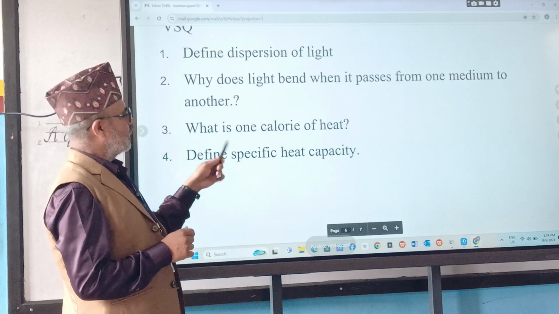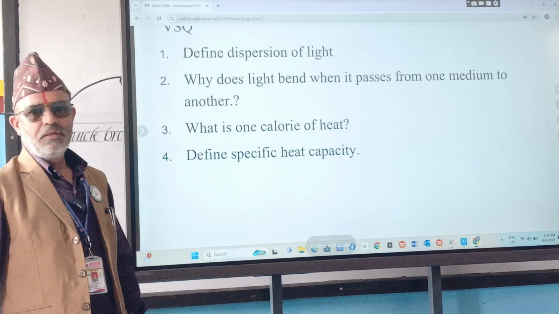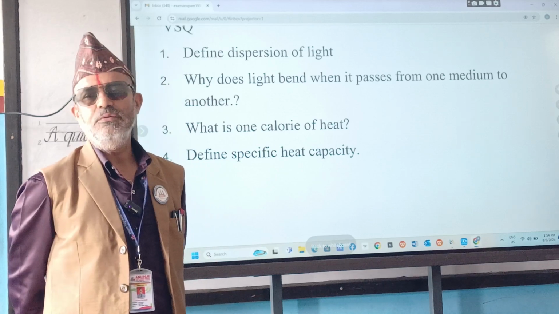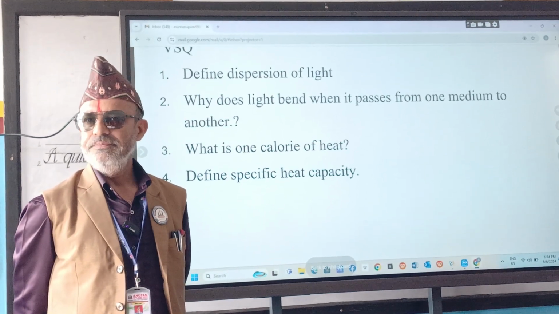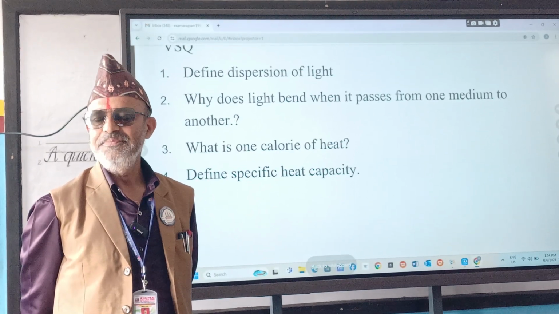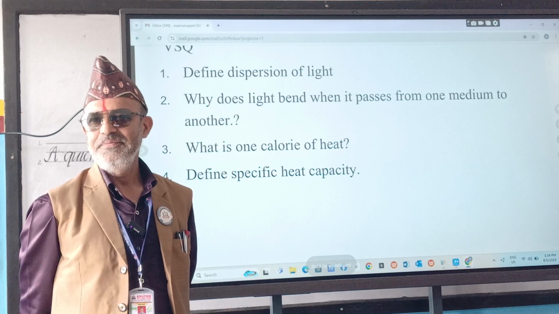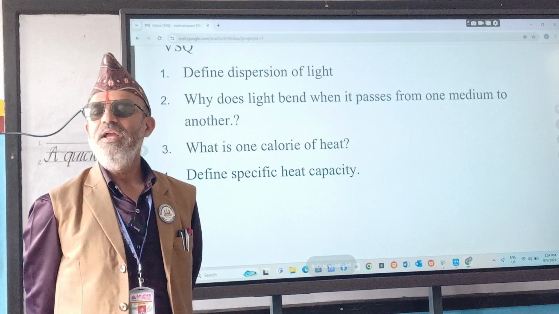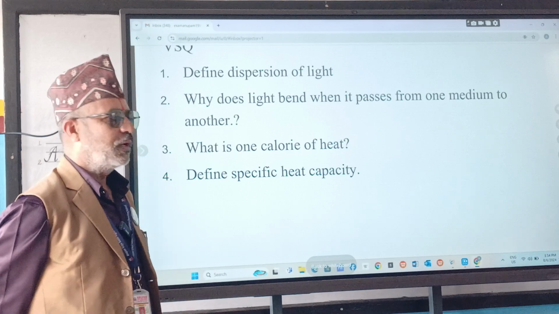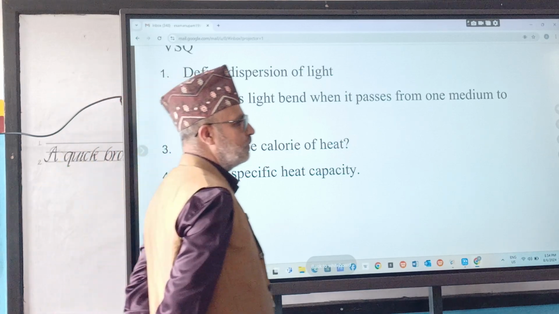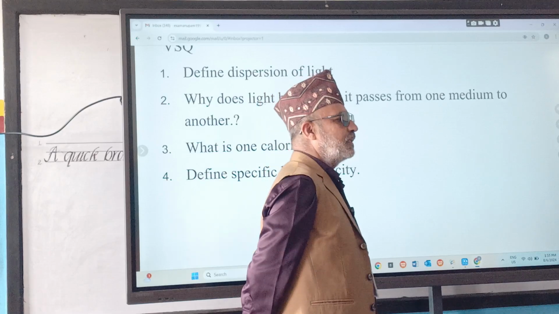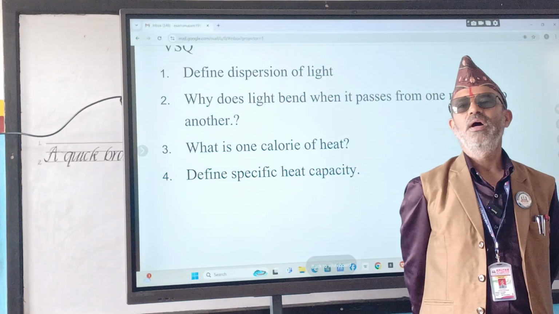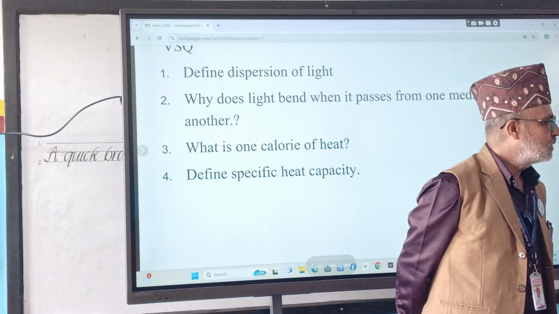What is 1 calorie heat? Do you know the definition? Look at the book and tell. The amount of heat required to raise the temperature of 1 gram of pure water by 1 degree centigrade. Check in the book.